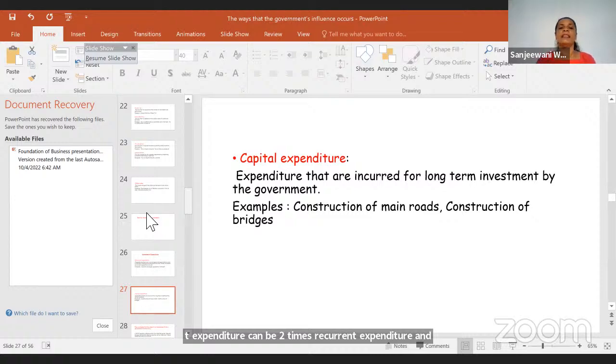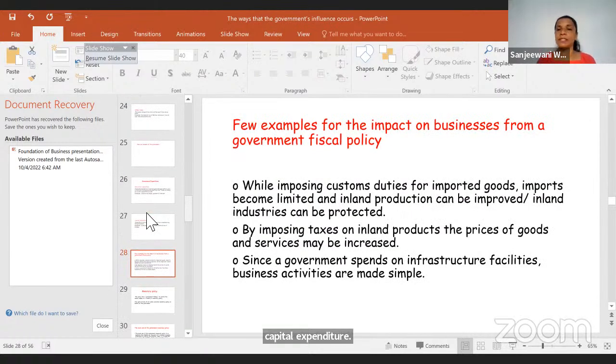All right. Then we'll see a few examples for the impact on businesses from government fiscal policy. The first policy is fiscal policy. Fiscal policy is mainly government expenditure and government revenue. Government revenue is the tax income and non-tax income. Government expenditure is divided into two: recurrent and capital.